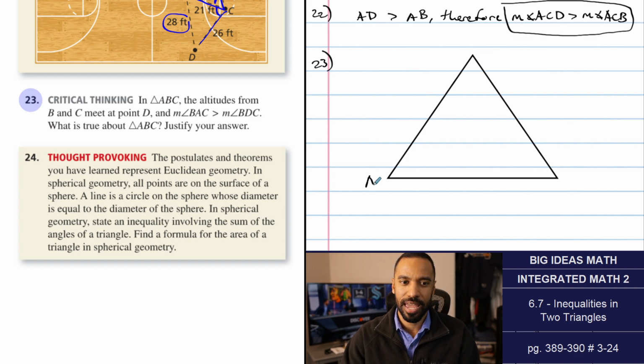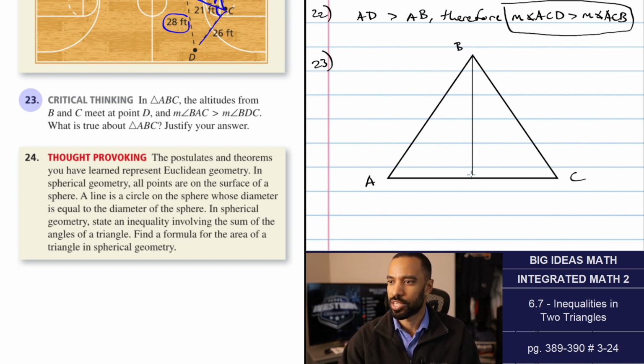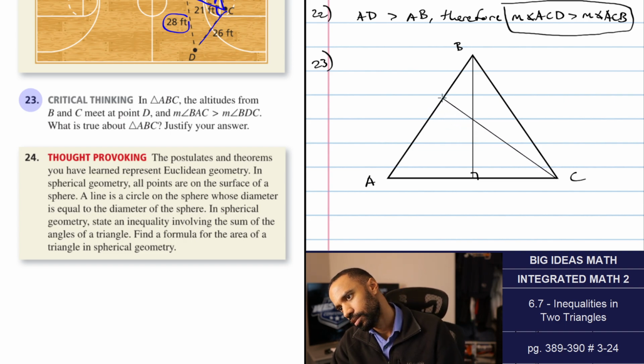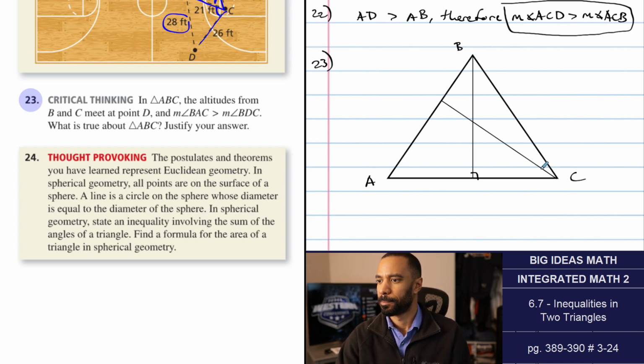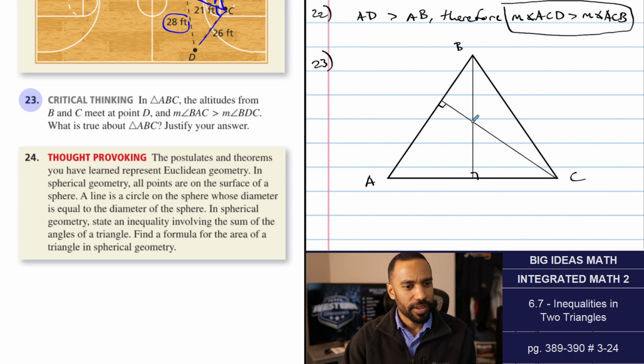So here's ABC. Let's draw an altitude from B to this. In this case, I get to go straight down. Oh, joy, so there's an altitude. I'm going to draw an altitude from C, probably there. These meet at D. And the measure of angle BAC and BDC, where's BDC? Okay, I want to put the D over here. All right, so here's BDC.